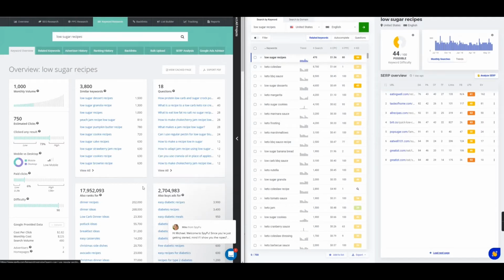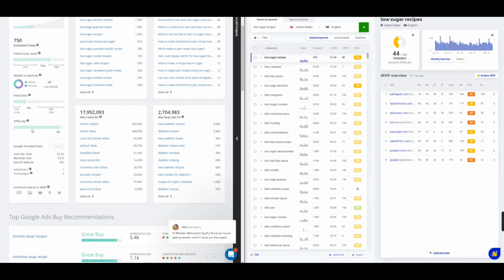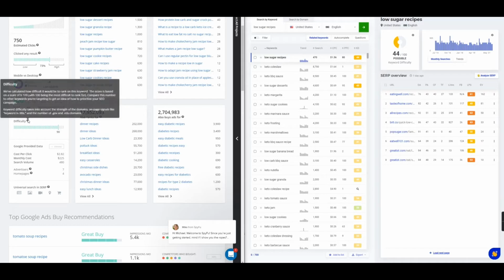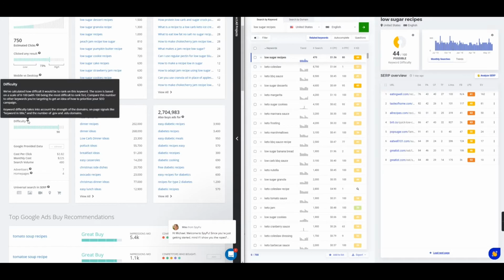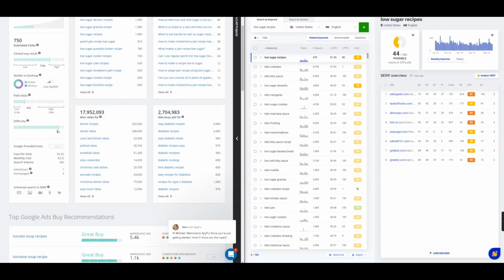So Spyfu has actually given me quite a lot of information here, which is pretty good. Some questions, similar keywords, things like that. For the difficulty score, it has given me 90. Wow. So it says, we've calculated how difficult it will be to rank on this keyword. The score is based on a scale of 0 up to 100, with 100 being the most difficult to rank for. So that is basically saying it's pretty much impossible for you to rank for this with SEO.